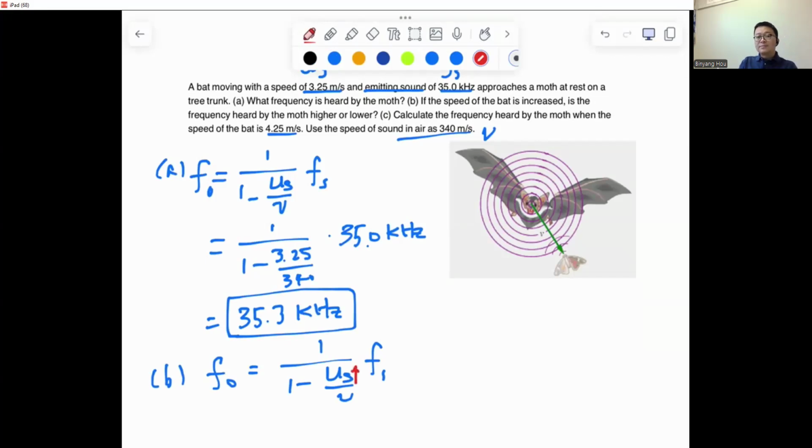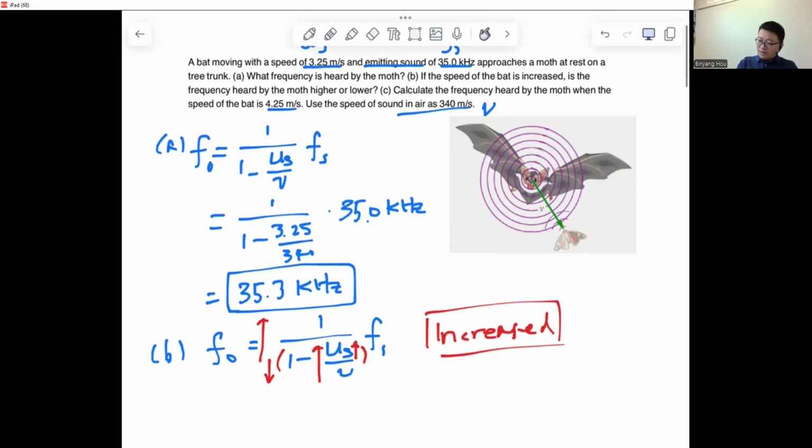If that's the case, then U_S over V will increase because V stays the same. Then 1 minus that will decrease, so the denominator is decreasing, and 1 over that will be increasing. So everything will be increasing. We just rationalize that it should increase, and in the next part we'll be verifying that.